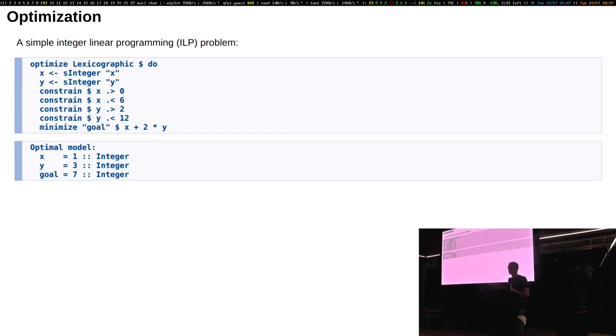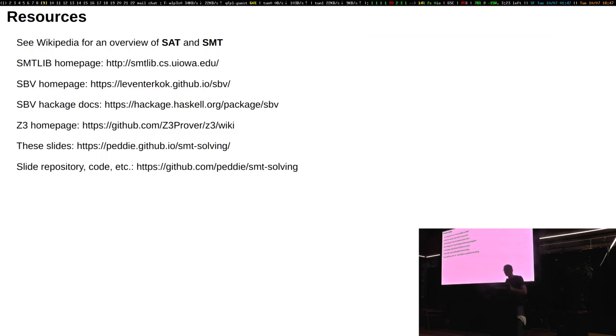Other questions? Okay. That's all I wanted to tell you about SMT solving. If you want to learn more, Wikipedia has a good overview of the theory. It talks a little bit about the algorithms that are used, but not a lot. You probably have to dig deeper if you want to find out how these solvers do what they do. I didn't talk about it at all. I barely know anything about it.